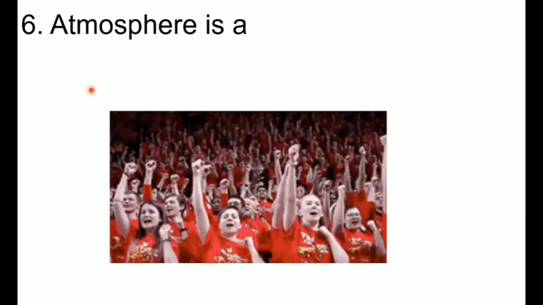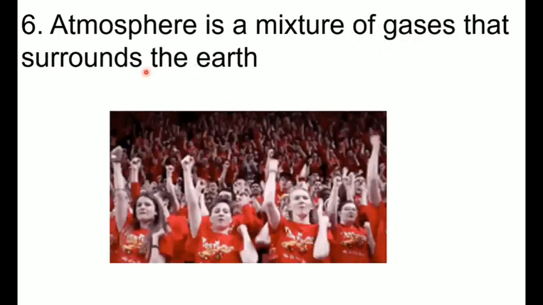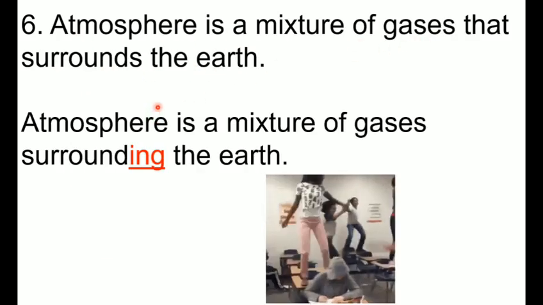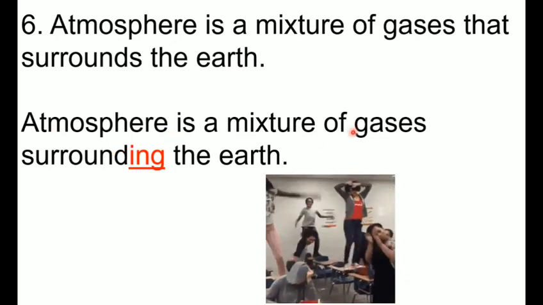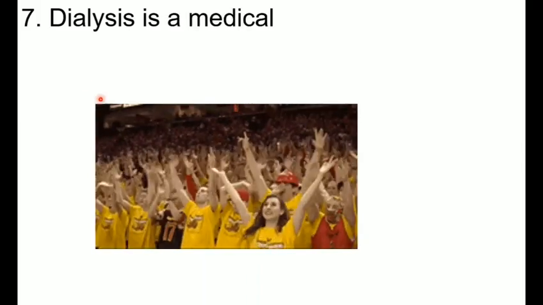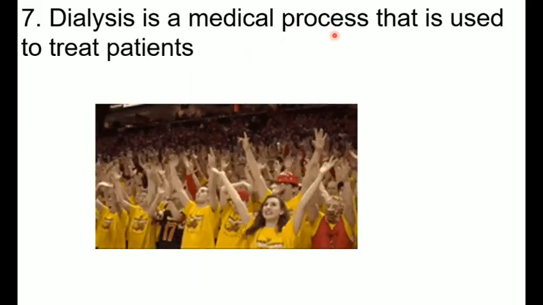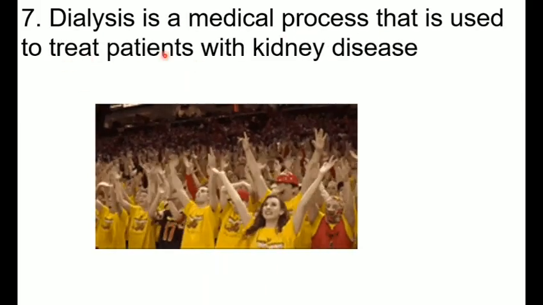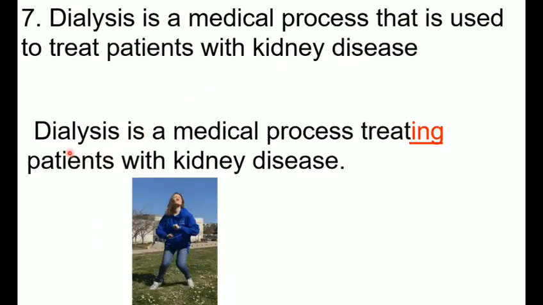Now for number 6. Atmosphere is a mixture of gases that surrounds the earth. Okay, answer: Atmosphere is a mixture of gases surrounding the earth. Okay. Number 7. Dialysis is a medical process that is used to treat patients with kidney diseases. Okay. Answer: Dialysis is a medical process treating patients with kidney disease.